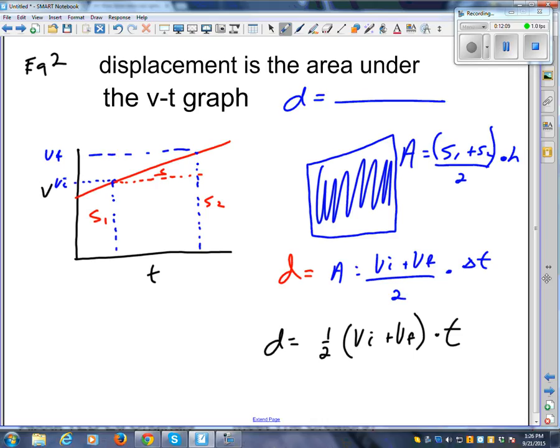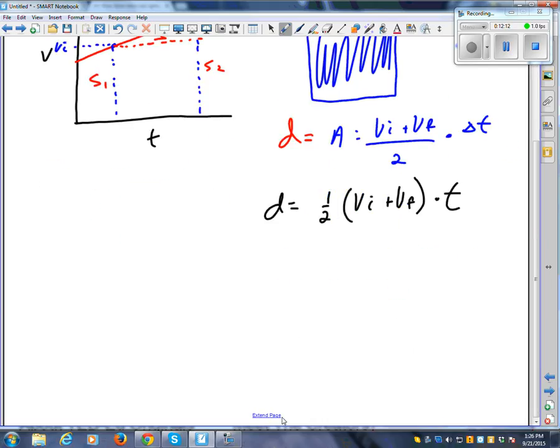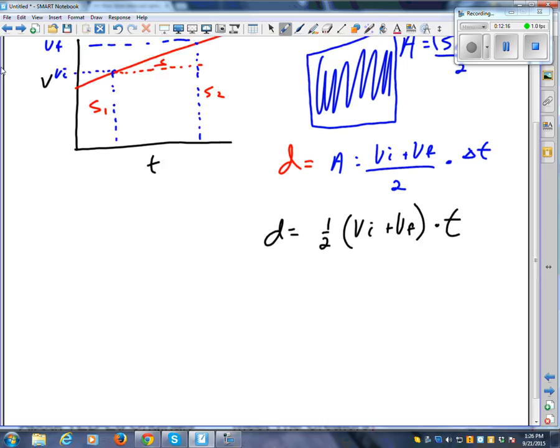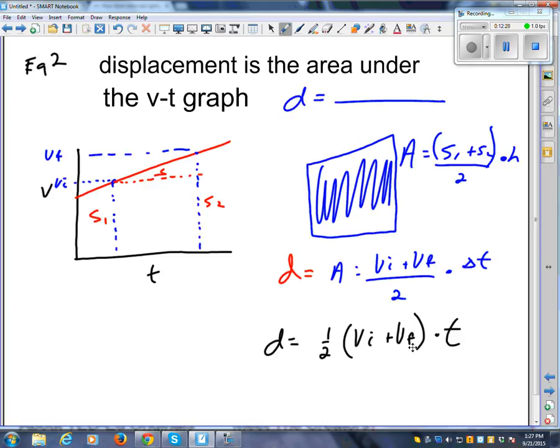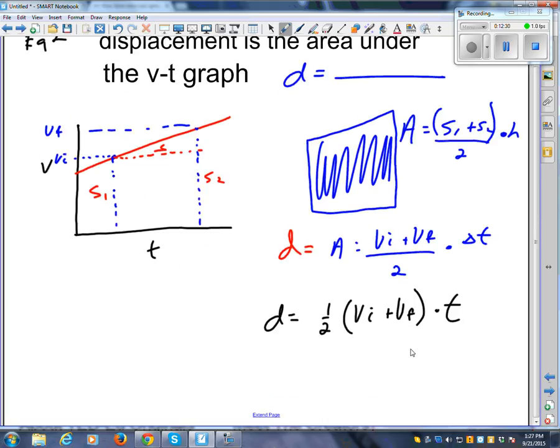Now, here's something you're not going to like. I'm now going to replace VF with special equation number 1. I'm going to take the VF in that formula and replace it with VI plus AT. I'm going to put it right in there, in a different color. And I'm going to write d equals 1/2 of VI.